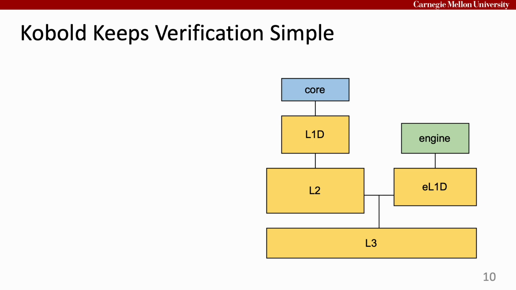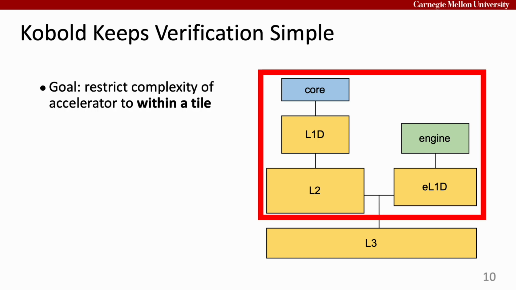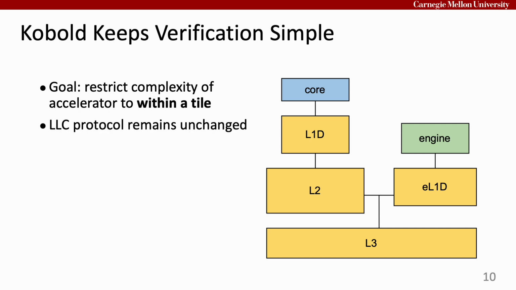Finally, Kobold's coherence modifications require verification. Adding features to a coherence protocol can significantly increase verification complexity. In Kobold, we hide the details of the engine cache from the LLC so that the L2 and EL1D appear as one unified cache to the LLC. This allows the LLC protocol to remain the same, reducing the verification necessary for the system.